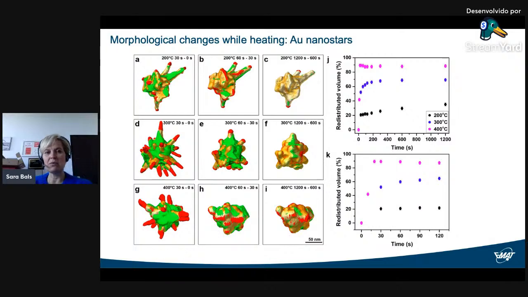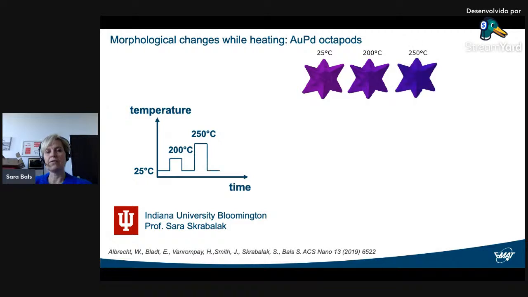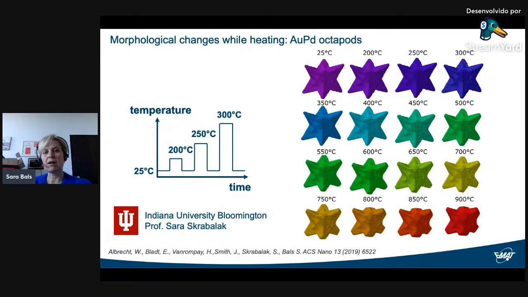So keeping this in mind, we performed another experiment where we're now going to look at gold palladium octapods, and we're going to be investigating one and the same particle, but each time we're going to increase the temperature. So we start at room temperature, then we go to 200 degrees Celsius, acquire a tomogram, a quench, we go to 250, and again at every temperature, we keep it there for a minute and a half or so, just to make sure that all of the changes have appeared. And because we can acquire the tomograms in a few minutes only, we can continuously repeat this process.